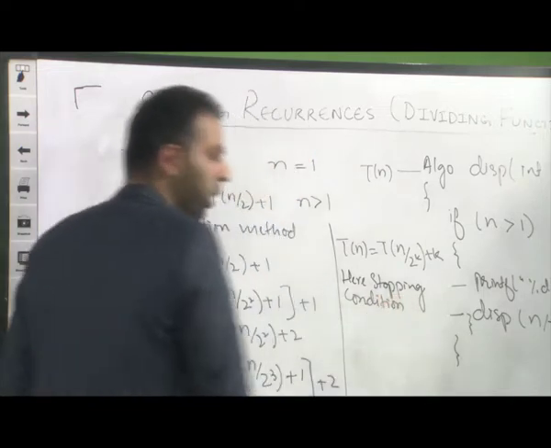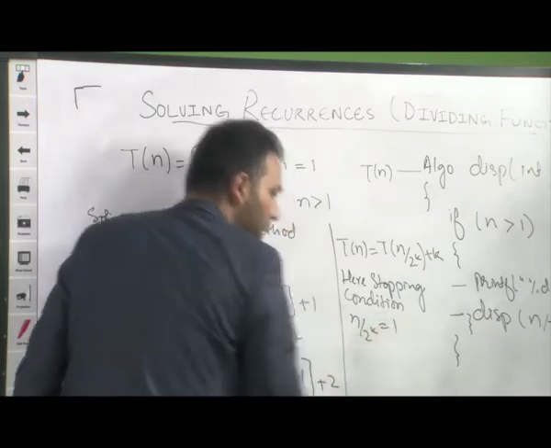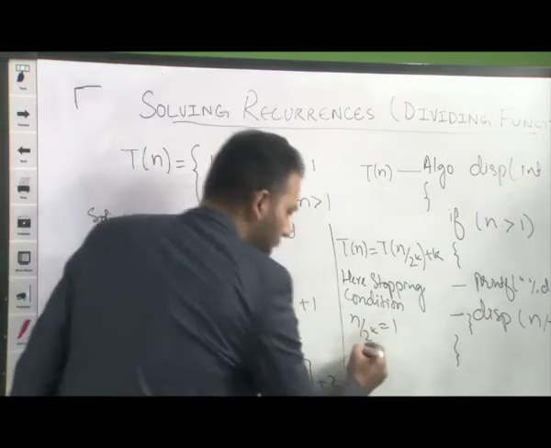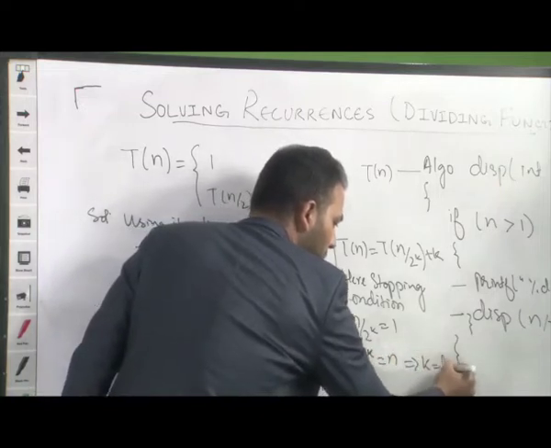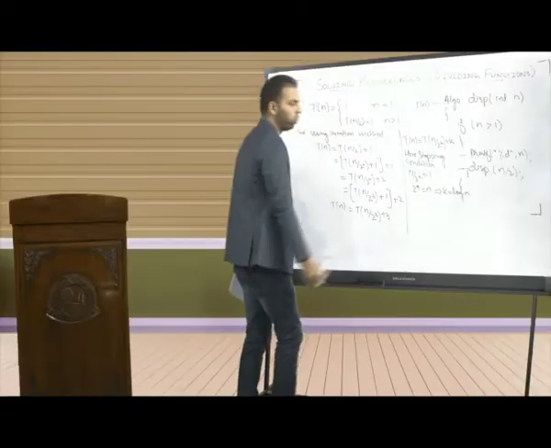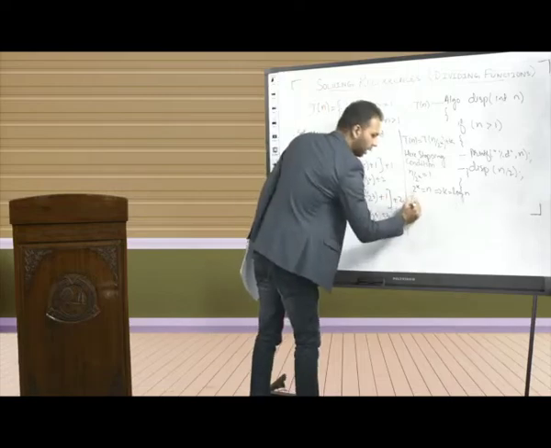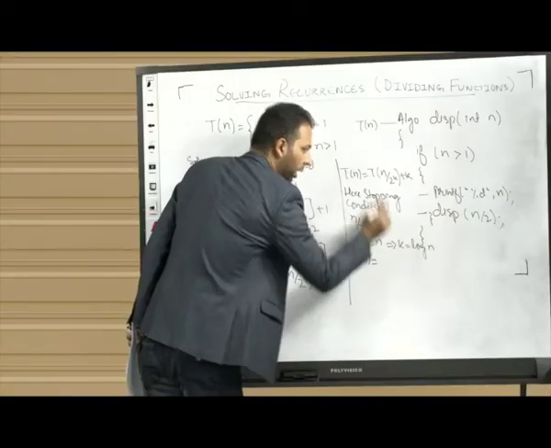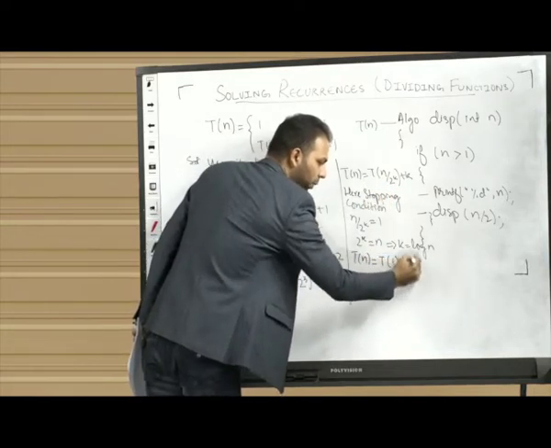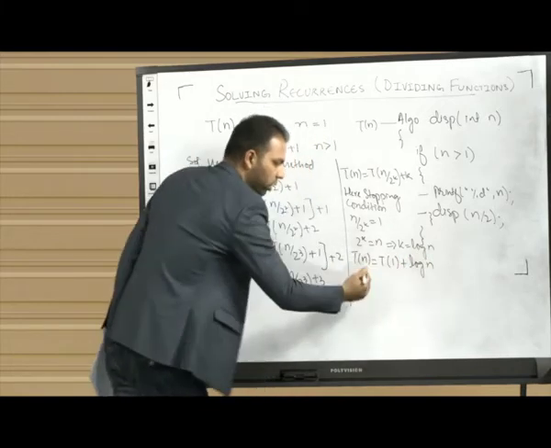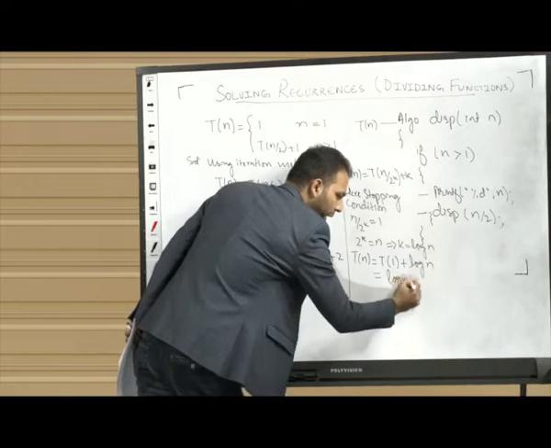What is your stopping condition? Here the stopping condition is n by 2 raised power k equals 1. So again, like we did before, 2 raised power k will be equal to n, which will imply k equal to log of n. So we'll substitute this value here. We'll get T of n equal to T of 1 plus log of n. This T of 1 is 1, so it will be log of n plus 1.